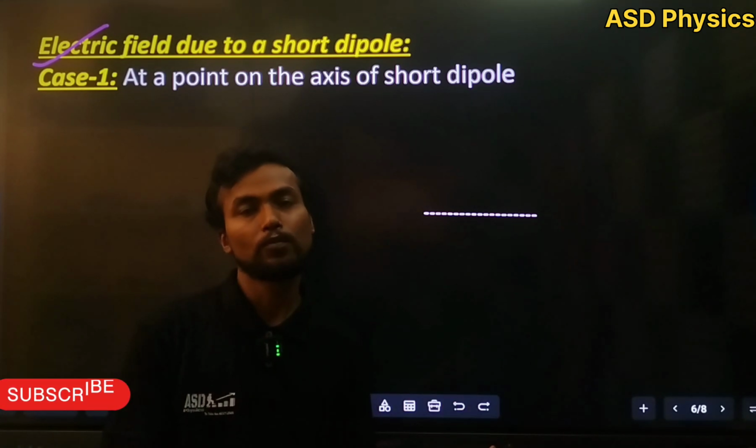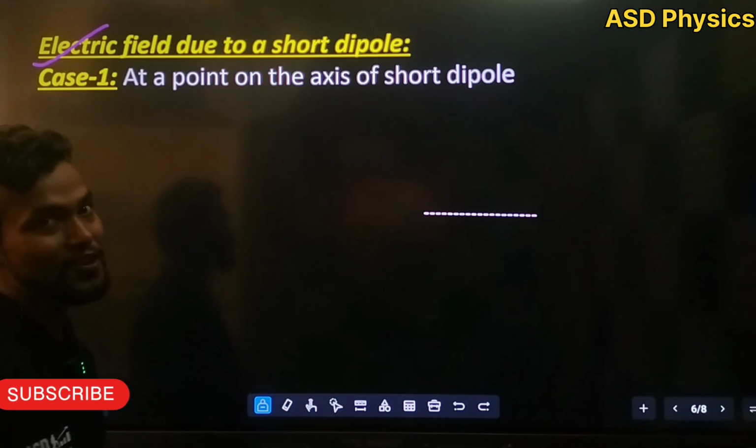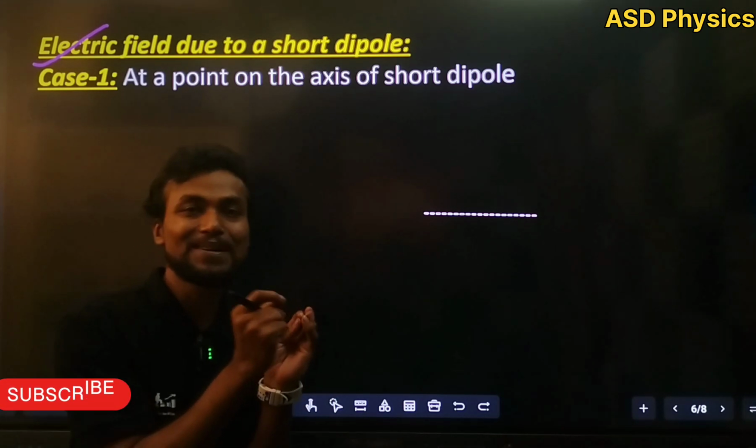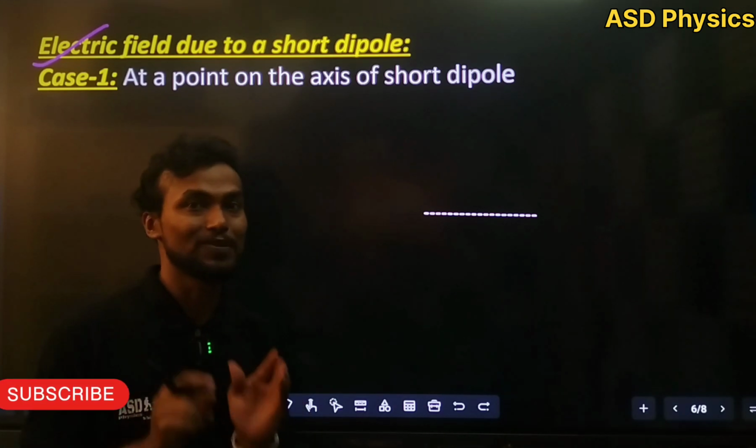First we will see due to the dipole, after that we will go for the short dipole. I hope you are now understanding the topic very well, and even this derivation will come in the exam, in the board exam, and the question will come in NEET and JEE exams also. Please see it very properly.